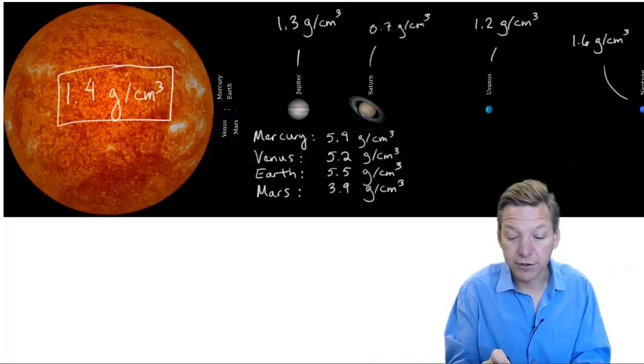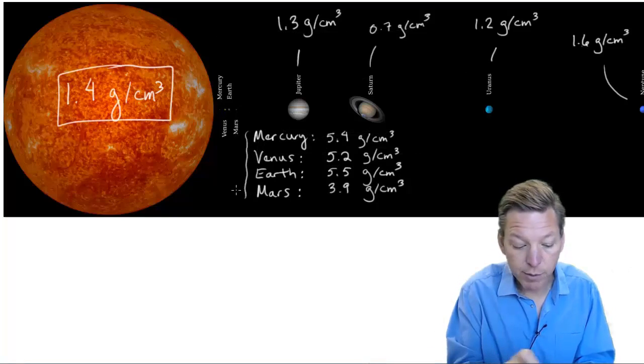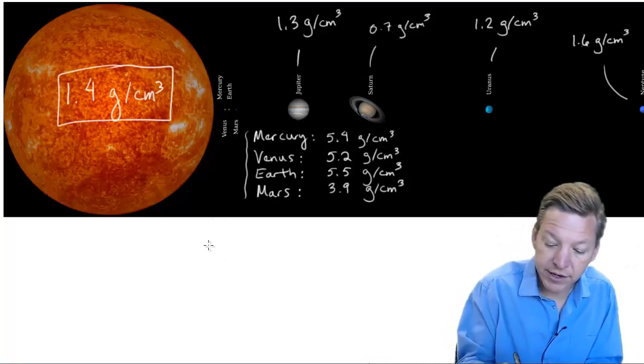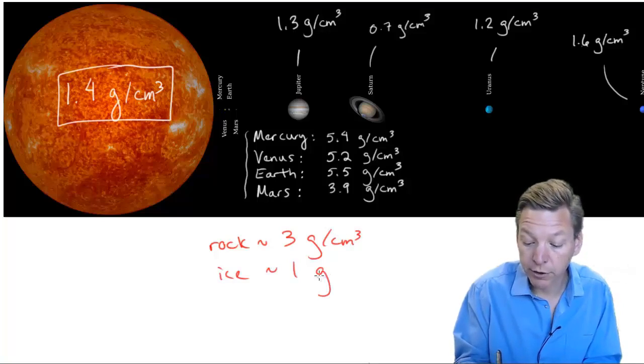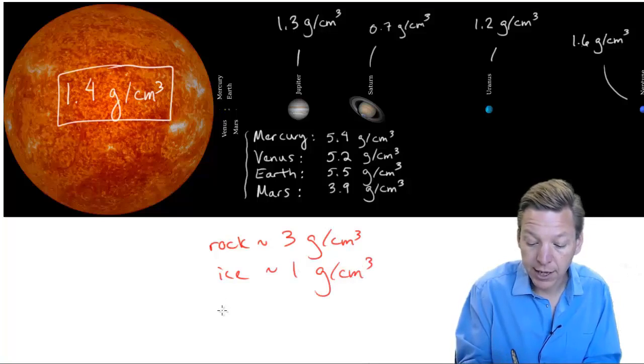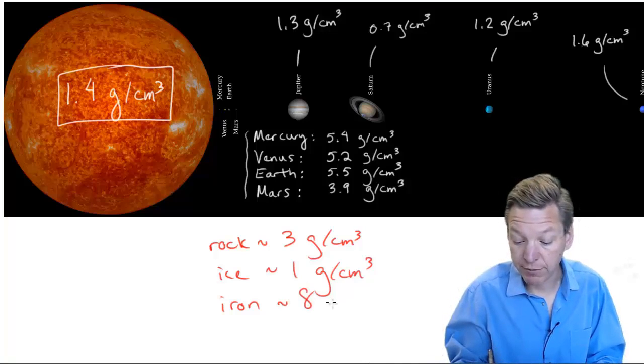First thing I want you to look at is the terrestrial planets. They all are high density. Remember what I said about densities? I said that the density of rock is something like 3 grams per centimeter cubed, and ice, or water, is something like 1 gram per centimeter cubed. And iron, another main component, is close to 8 grams per centimeter cubed.